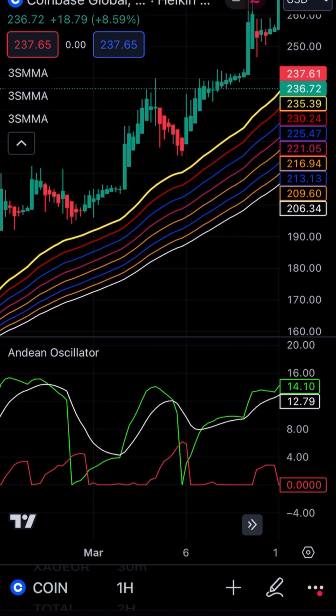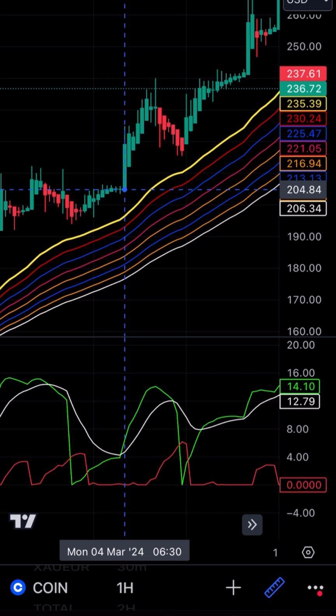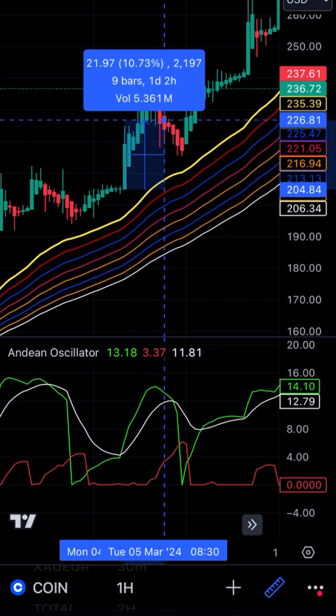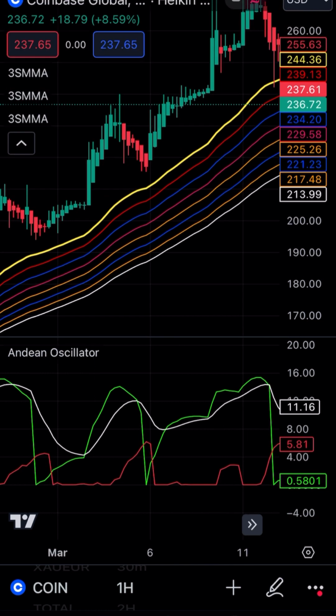So we see it happen again right here. See right here till it crosses. This is a $26 difference in price. So this is about a $2,642 move.